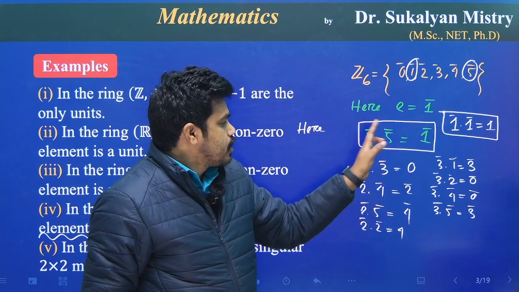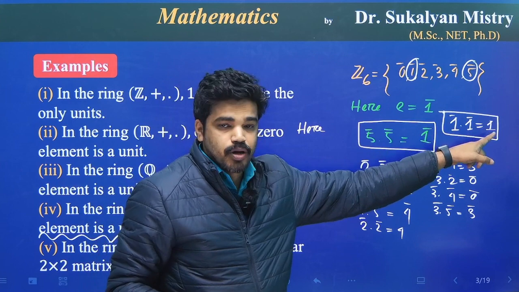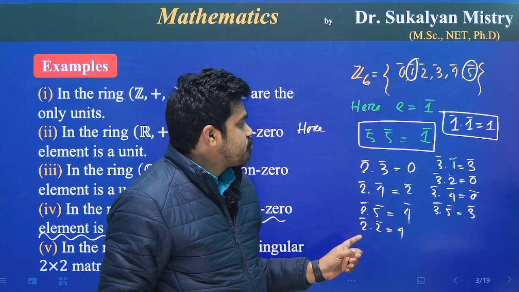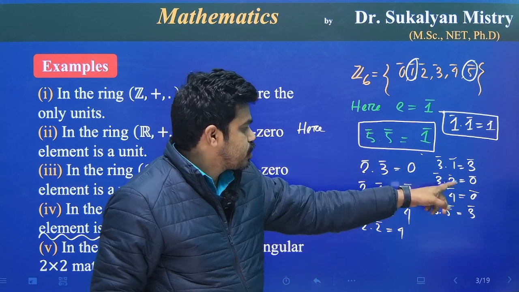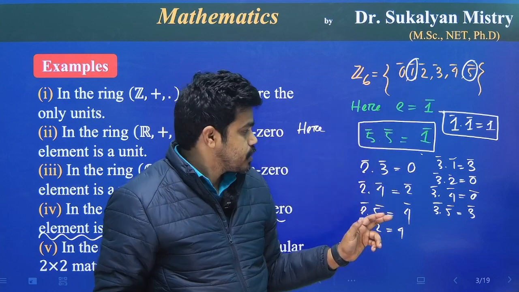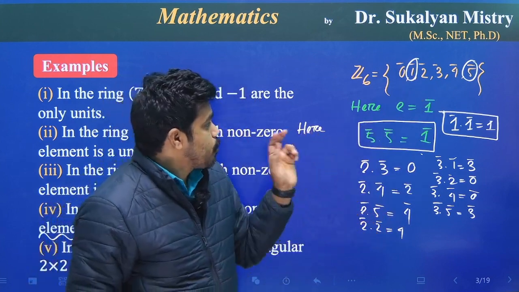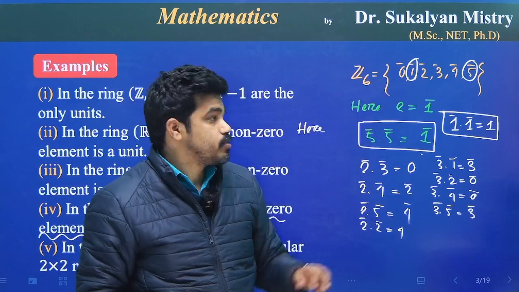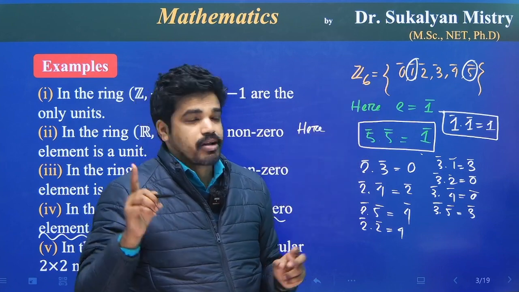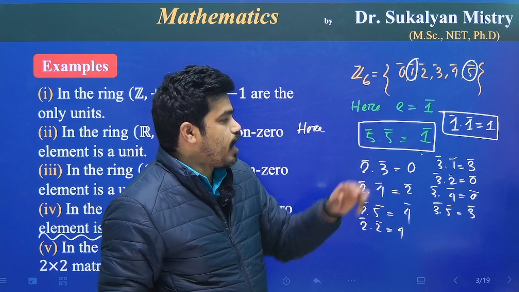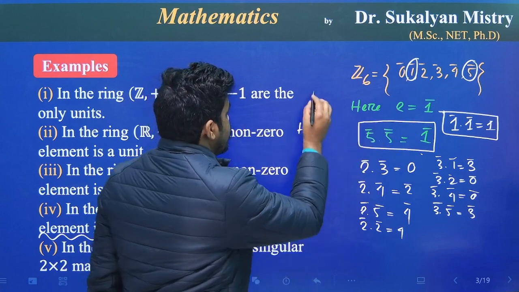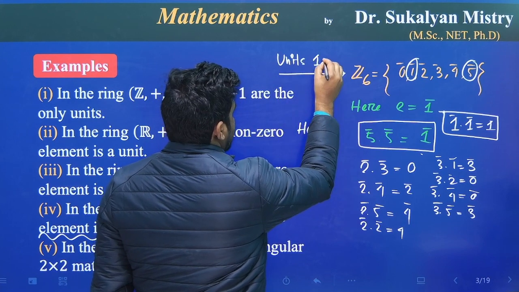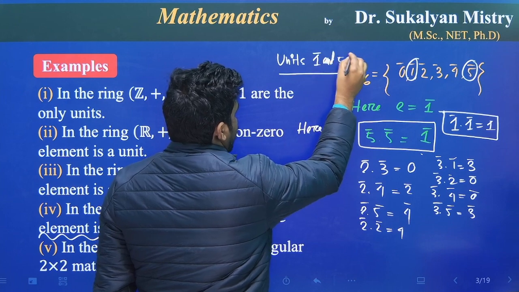Just see, A dot B is equal to identity, right? For the others I am not getting the identity, so 2 has no inverse, 4 has no inverse, and the inverse of 5 is 5. From here we can say an important point: the numbers that are coprime with 6 will be the units. Which numbers are coprime with 6? 1 and 5, so that is why 1 and 5 are unit elements. The unit elements of Z6 are 1 and 5.